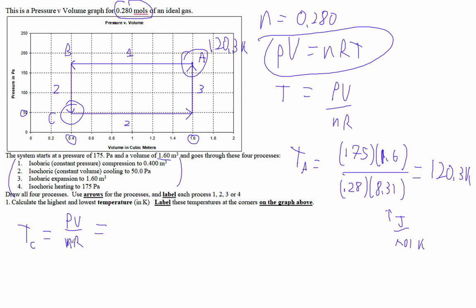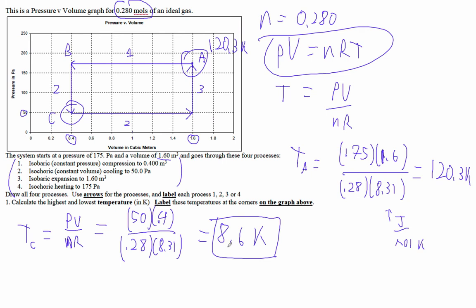Okay, it's supposed to be an n. All right, so there we go. This pressure here is 50 pascals, and then that volume is 0.4, divided by 0.28 times 8.31. So 50 times 0.4 divided by 0.28 divided by 8.31. And that temperature is 8.6 kelvins. That's awfully chilly.